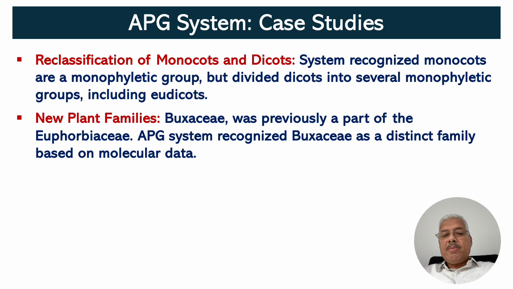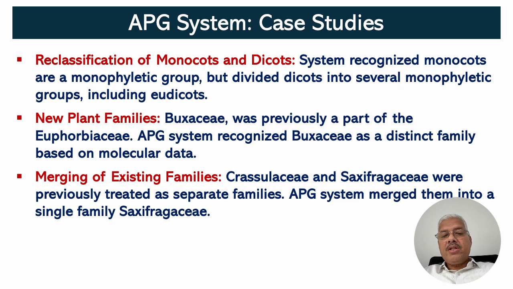The APG system has led to the recognition of several new plant families. For example, the family Buxaceae, which includes boxwood plants, was previously considered to be a part of Euphorbiaceae. However, the APG system recognized Buxaceae as a distinct family based on the molecular data. This classification has helped to clarify the evolutionary relationship between the different groups of plants.